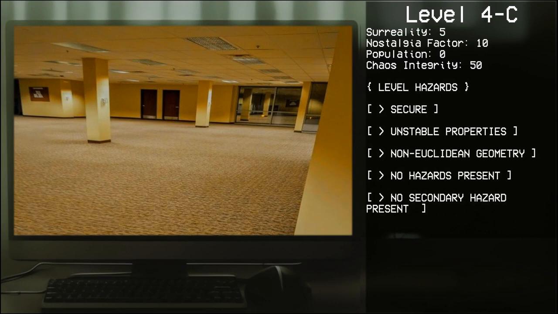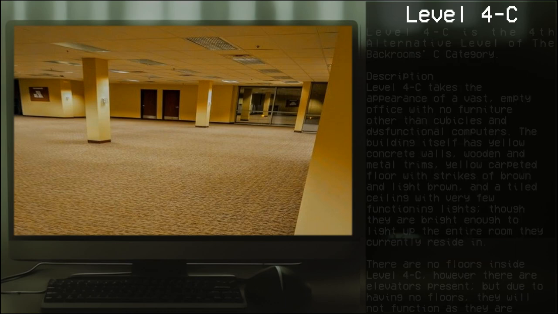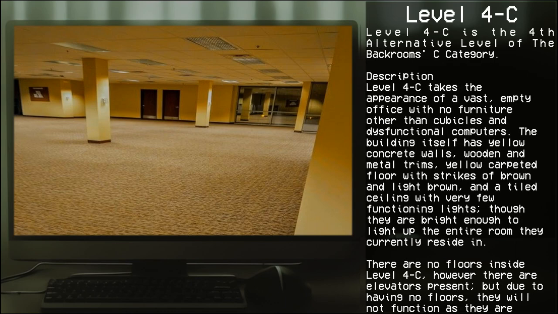Level 4C, Abandoned Office. Surreality, 5. Nostalgia Factor, 10. Population, 0. Chaos Integrity, 50. Level Hazards, Secure, Unstable Properties, Non-Euclidean Geometry, No Hazards Present, No Secondary Hazard Present. Level 4C is the fourth alternative level of the Backrooms C category.